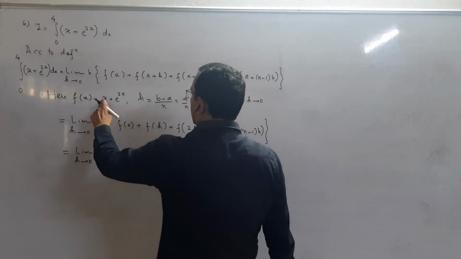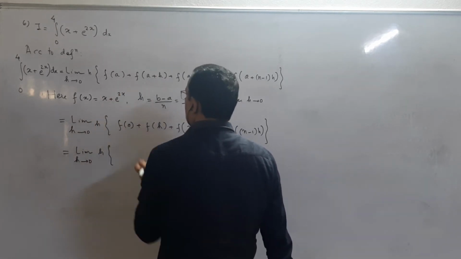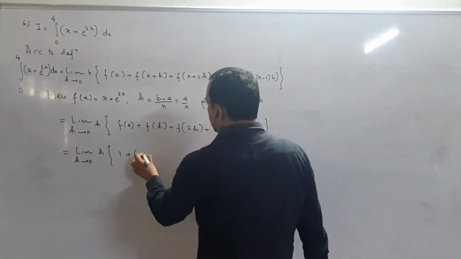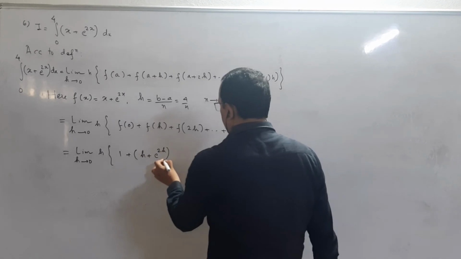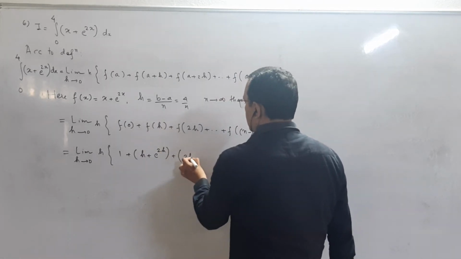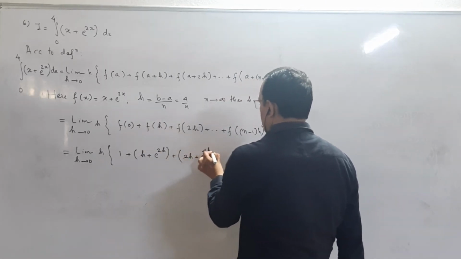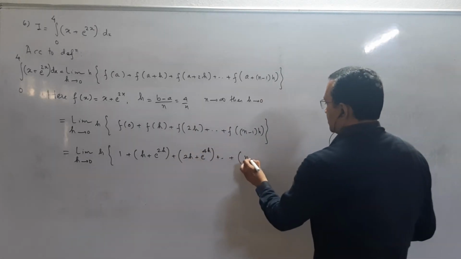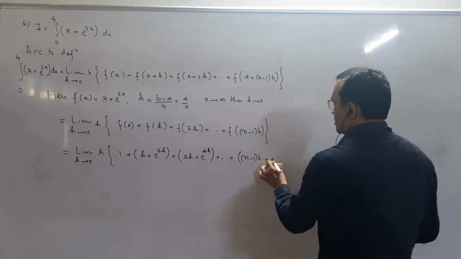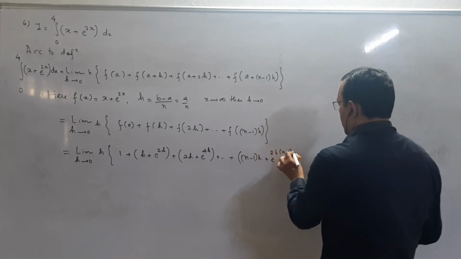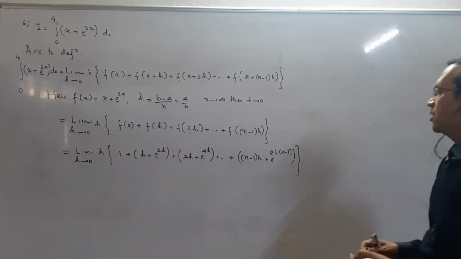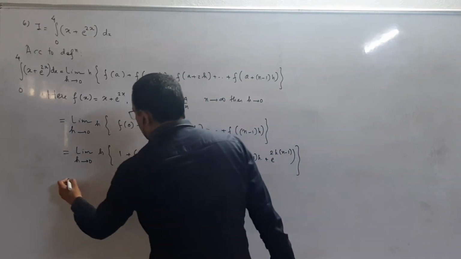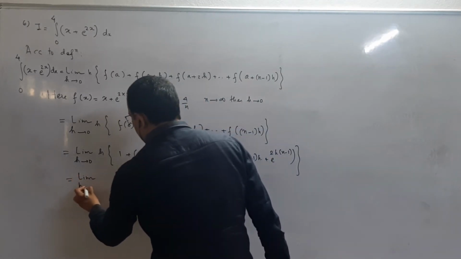F of 0 is 0 plus e raised to 0, so 1. F of h is h plus e raised to twice h. F of twice h is twice h plus e raised to 4h, up to f of n minus 1 h, which is n minus 1 h plus e raised to twice h into n minus 1. Okay students, we group the terms with h and without h in terms of polynomial and exponential.